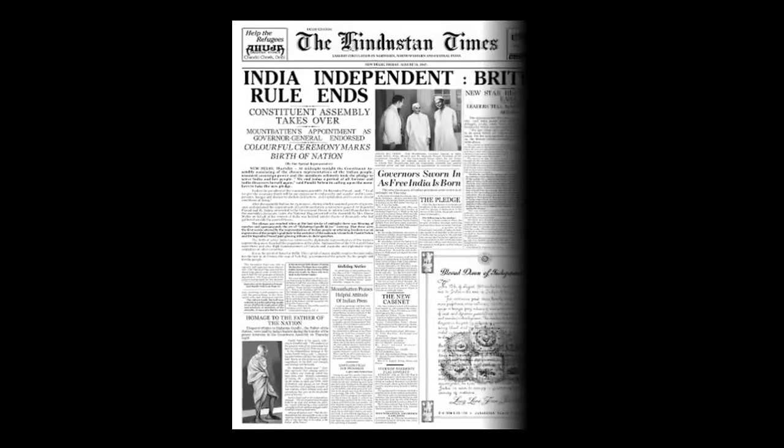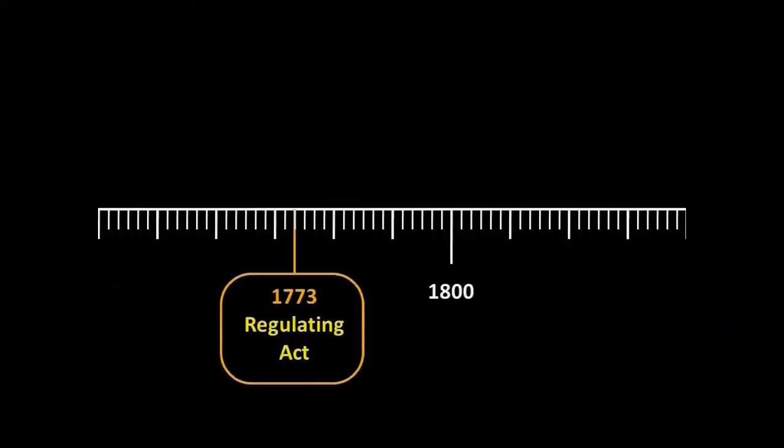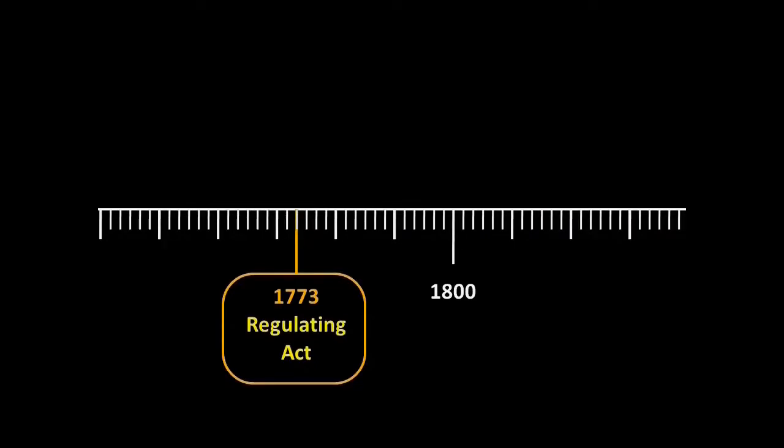The Act of 1947 gave independence to India and Pakistan, and this wasn't the only act passed by the British Parliament. It all started from the Regulating Act of 1773.